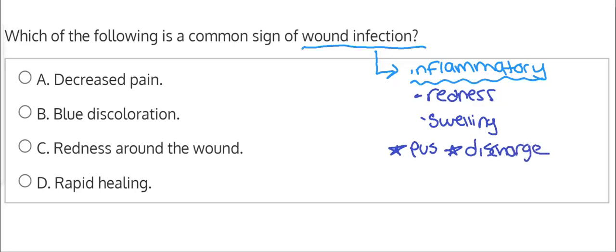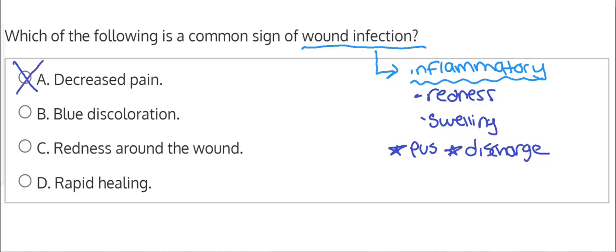So let's look at the choices and see what would match the signs that we know to be a wound infection. Option A states decreased pain, and decreased pain usually is a good sign of healing. If the area used to be really hot and red and swelling and discomfort, but now it's not as uncomfortable and the pain is resolving, that's usually a good sign and not a sign of a wound infection, so we can eliminate that.